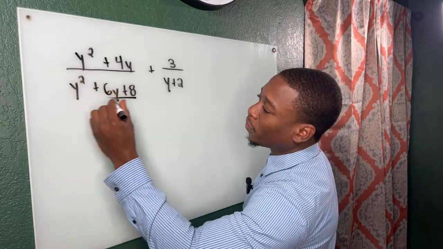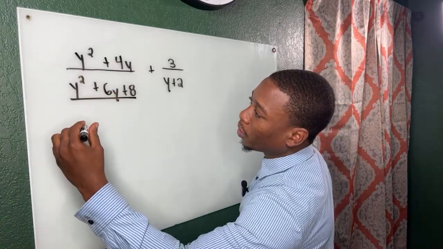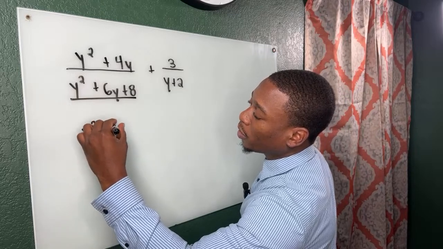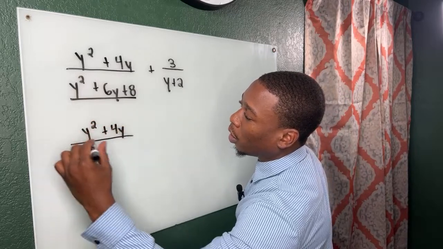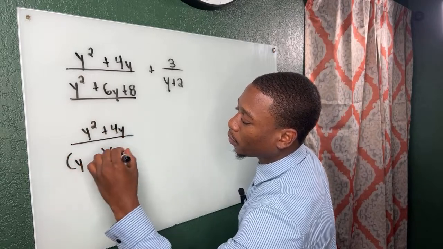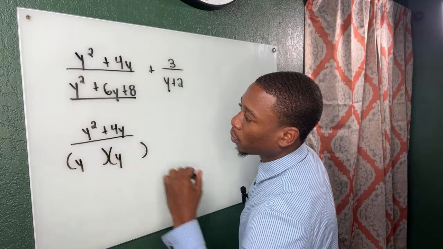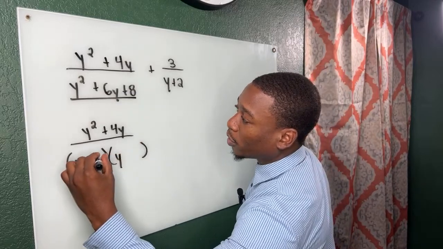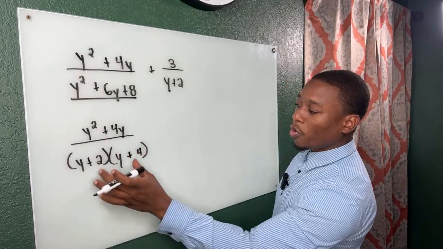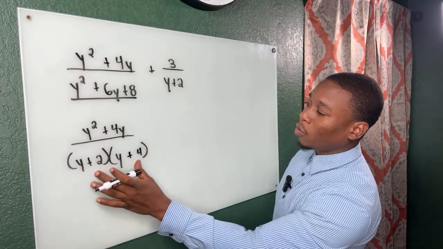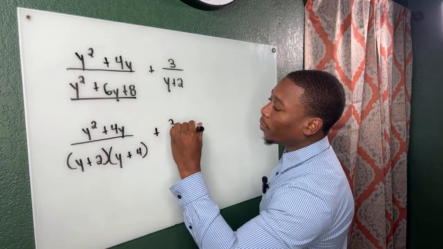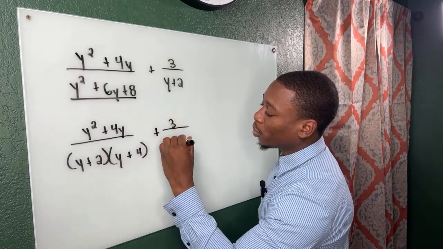So we're going to simplify this bottom, right? So we're going to have y squared plus 4y all over, let's see, y plus 2 and y plus 4. So when we multiply 2 and 4, we'll get 8. When we add, we'll get 6. That's correct. And then over on this side, we have 3 over y plus 2.